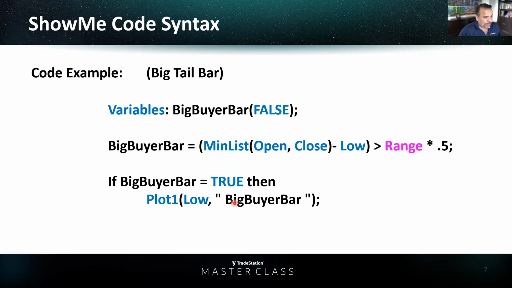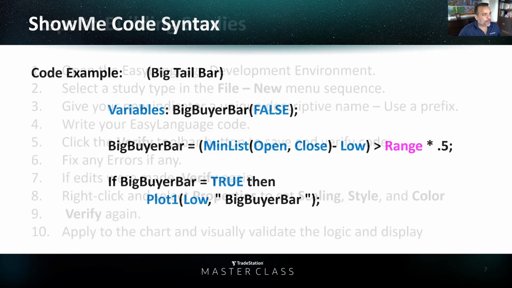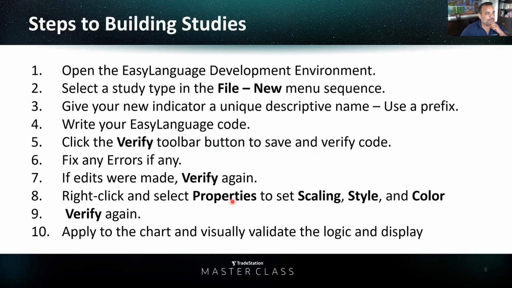So the last page on this PowerPoint is how to build studies. We're going to go through this process. We're going to go into the EasyLanguage development environment, which is step number 1. We're going to select a study type. In this case, we're going to create a Showme. We're going to give our indicator a unique descriptive name, and we're going to write our code. Once we write our code, then we verify the code to make sure that it's correct. There's no errors generated. And if there are any errors, then we fix the errors. And then on step number 7, we're going to verify again. So it's like a 3-step process.